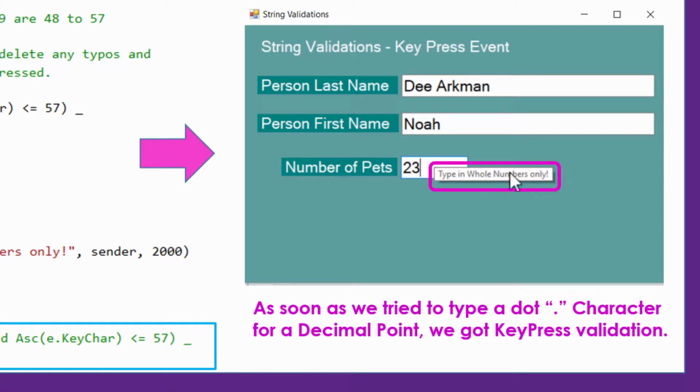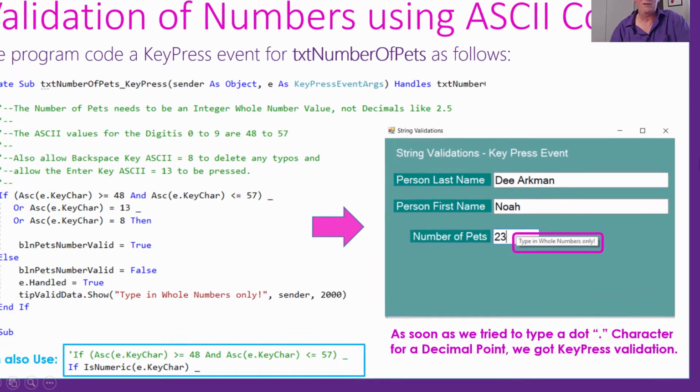All right, and as we showed you, if they try and do a dot to put decimals in, it's going to stop them straight away. So they'll only be able to put in the digits 0 to 9, which will limit them to whole numbers, or they could put a 0 in because maybe those people don't have any pets at the moment.